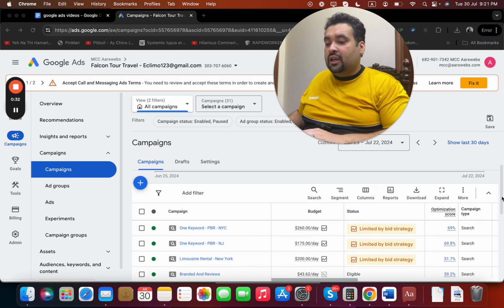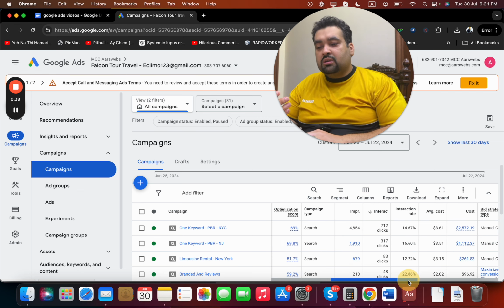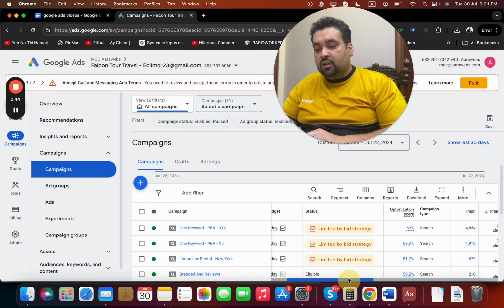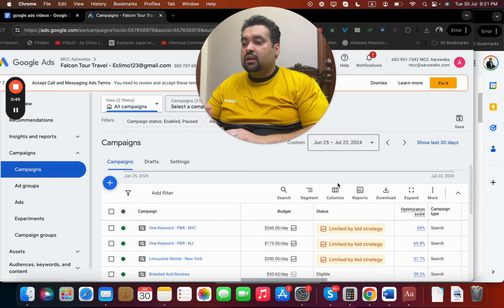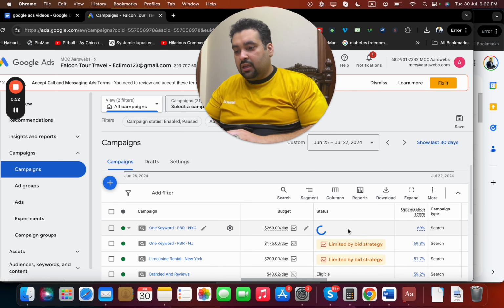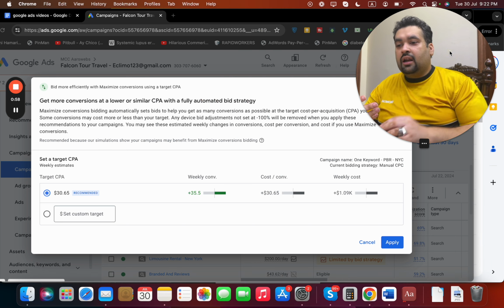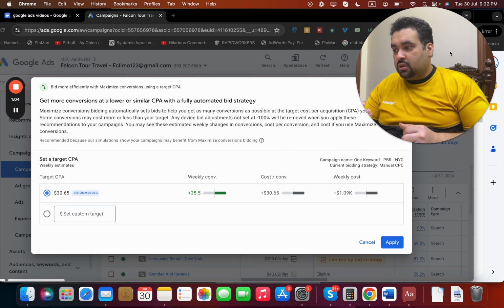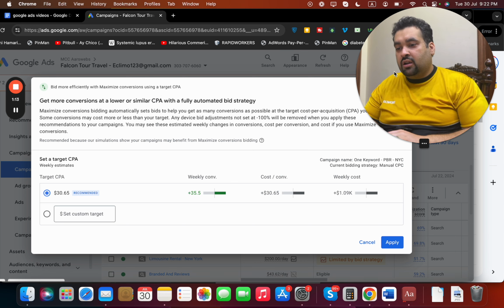So for those who don't know, it's because your bidding strategy or your bidding amount is causing the campaign to not fulfill the spending. It has more potential, but due to this limited by bid strategy, you cannot spend more. And you can see over here that they are recommending an alternate bidding strategy so you can get more conversions. They are saying that you can get more conversions at a lower or similar CPA with a fully automated bidding strategy.